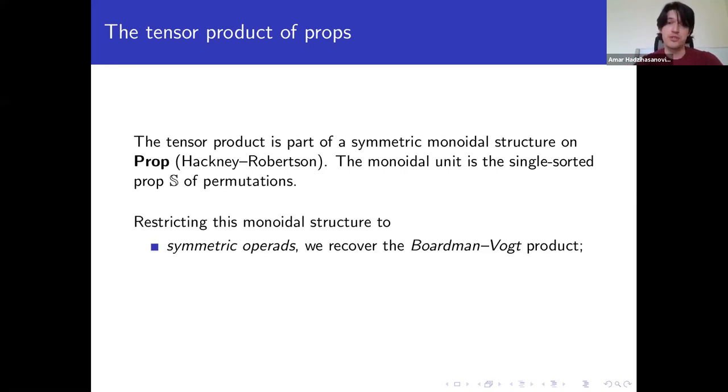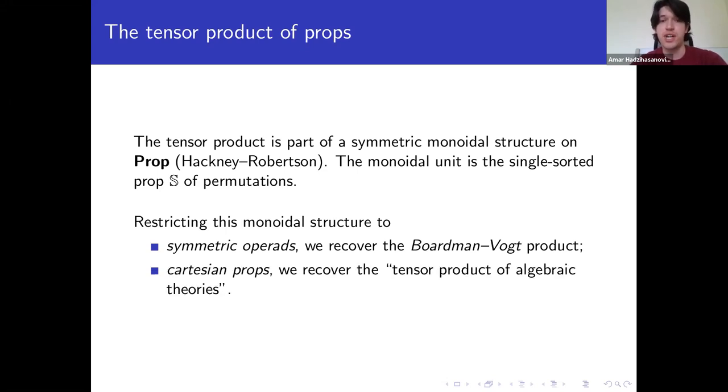So if we restrict to these full subcategories that I mentioned earlier, so if we restrict to symmetric operads, then we recover what is known as the Boardman-Vogt product of symmetric operads. And if we restrict to Cartesian props, then both of these are closed under this monoidal structure. And in the case of Cartesian props, we recover the so-called tensor product of algebraic theories.